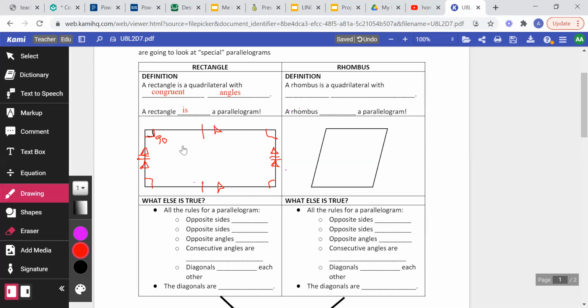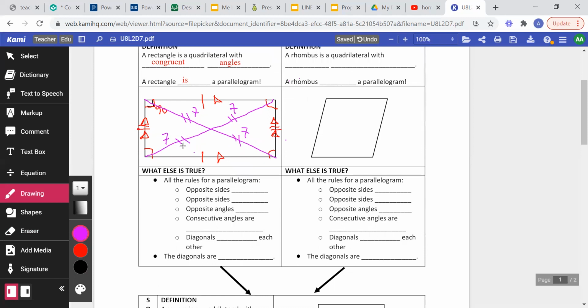And in terms of the diagonals, I'm going to cut this corner towards this side and also this corner towards this side. As you can see, the diagonals here are also congruent. They bisect each other. So if this side is 7, this side has to be 7, this side has to be 7, this side has to be 7. So the diagonals here are also congruent, okay?